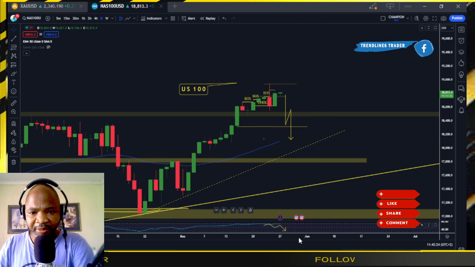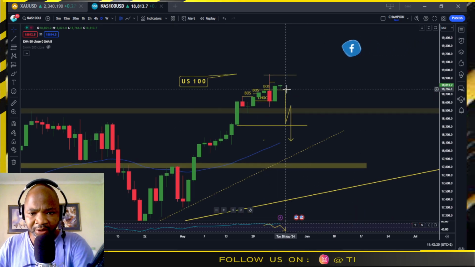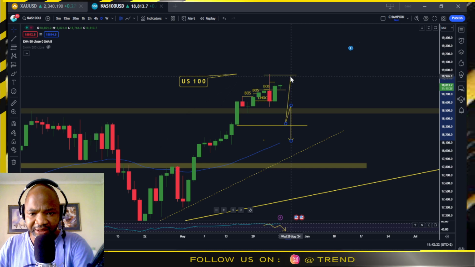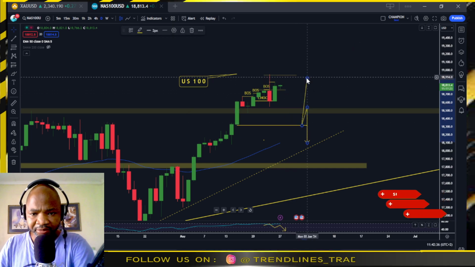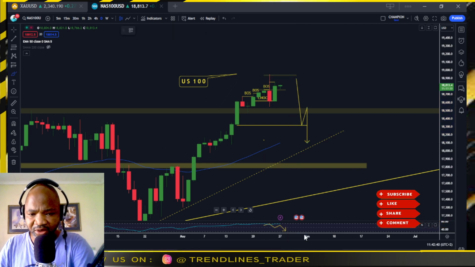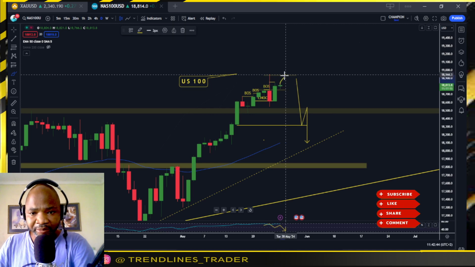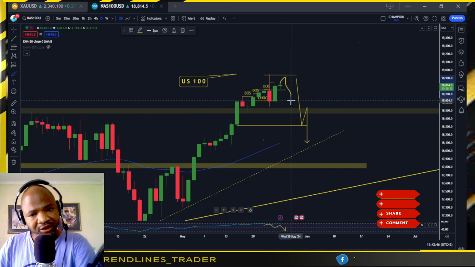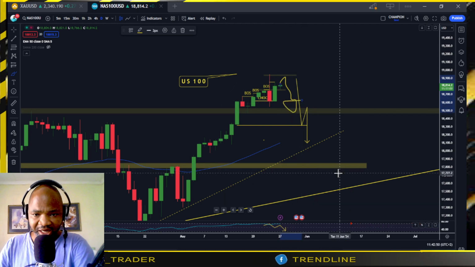So ladies and gentlemen, today I believe that the price, as we can see, might push a little bit higher. Let me move this away so that we can have a clear idea. I'm not going to erase it, it's going to be there. It's my prediction. The price can push a little bit higher before it decides to go towards the downside.